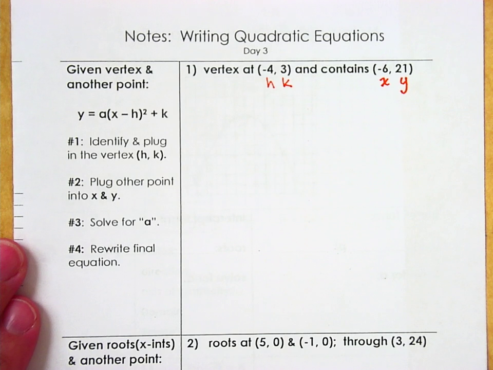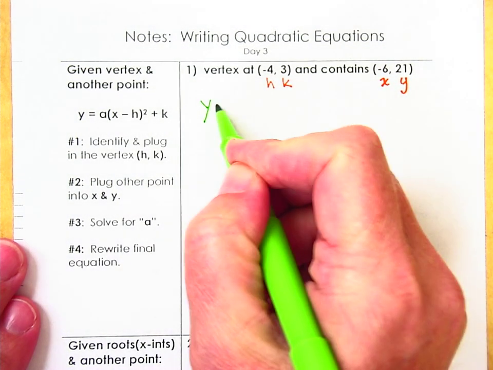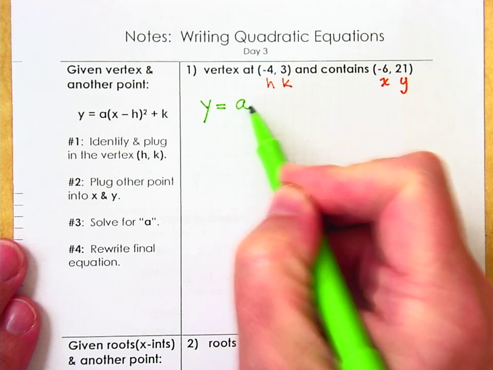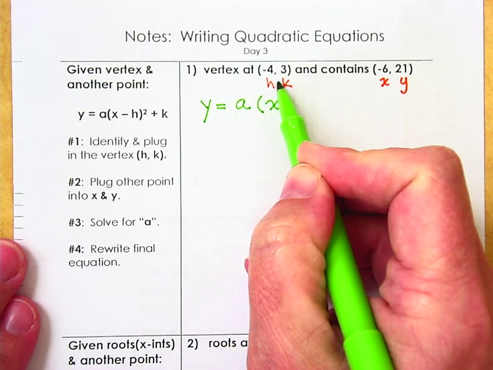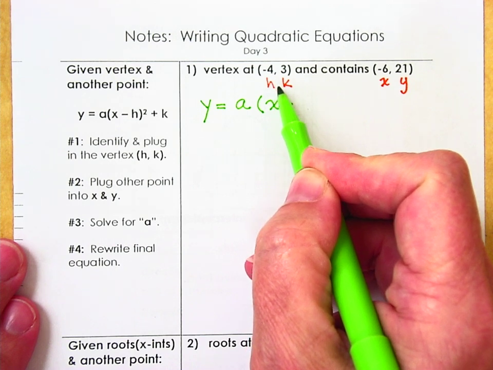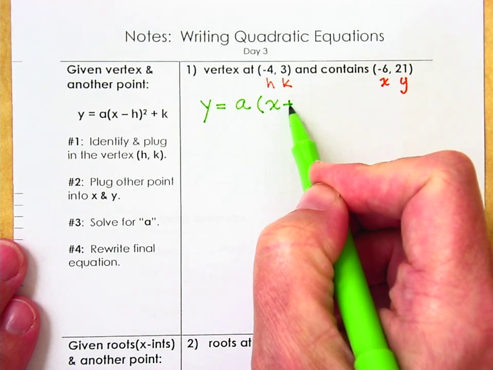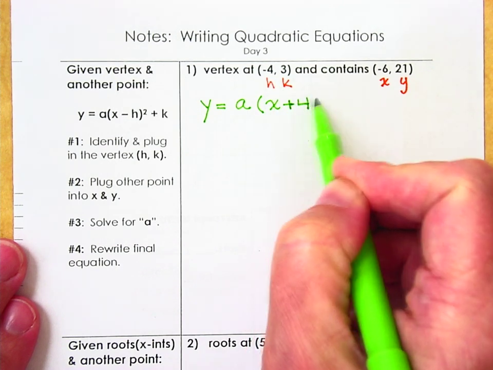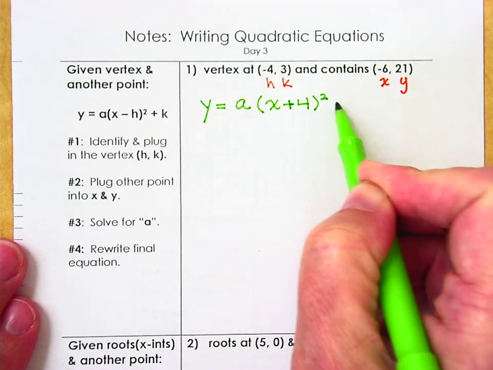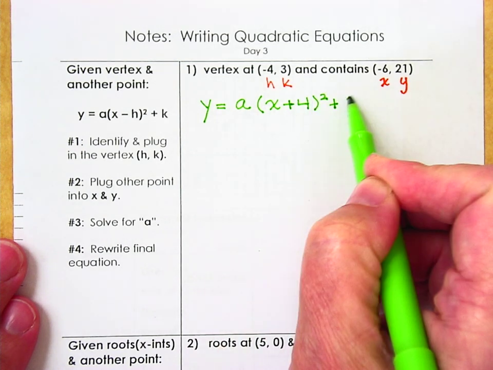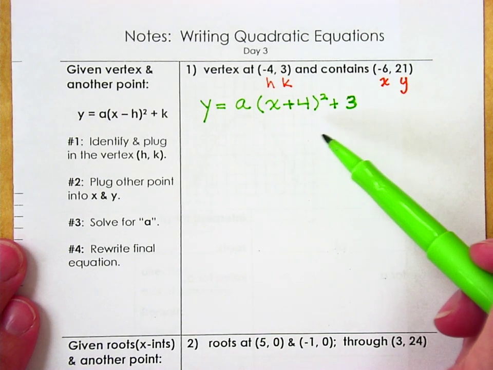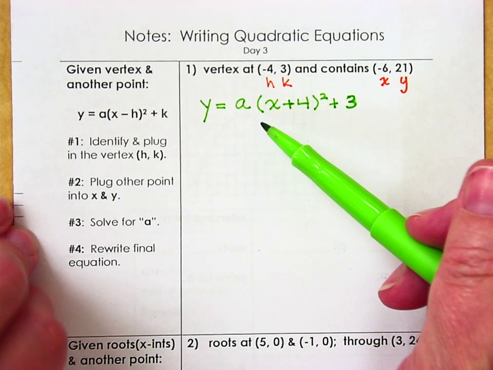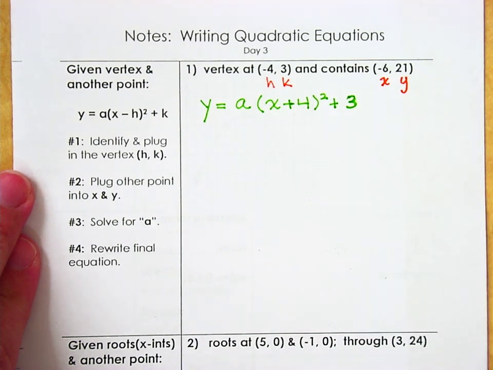When we set up the equation, we write y equals a, and we don't know what that a is. And then x minus h, so it's minus a negative 4, so it becomes plus 4, closed, squared, plus our k value, which is 3. So it looks like that equation's almost done, but it's missing an a value. So what we need to do is go ahead and calculate the a value.